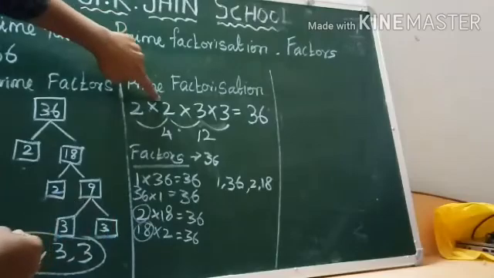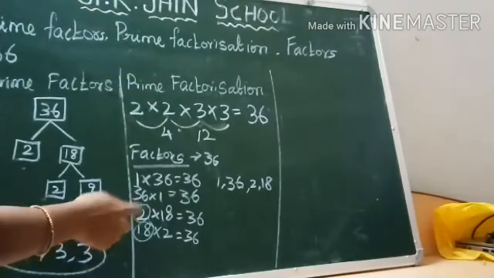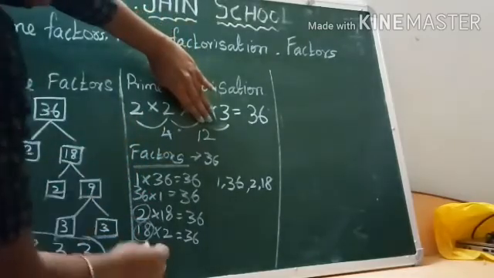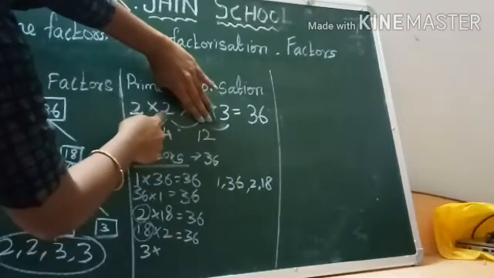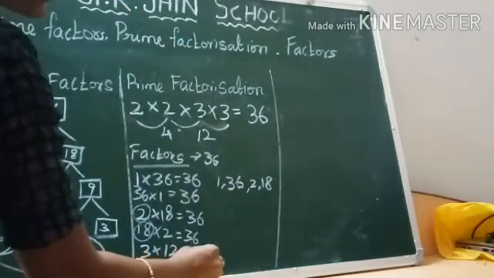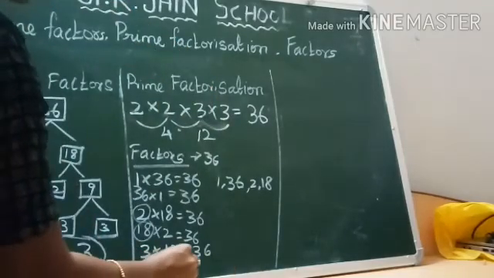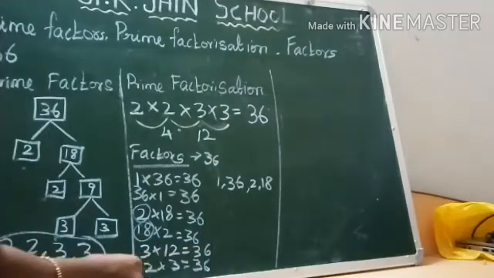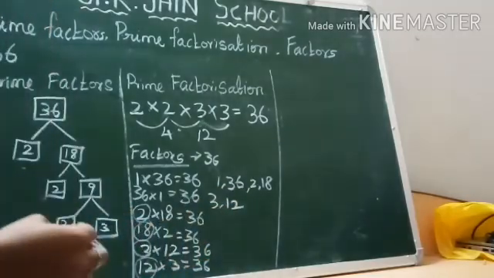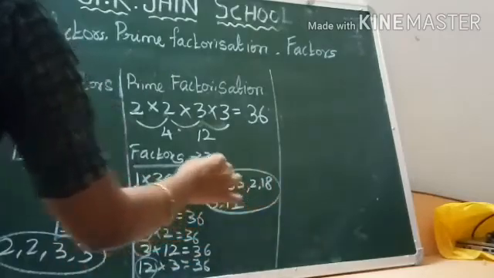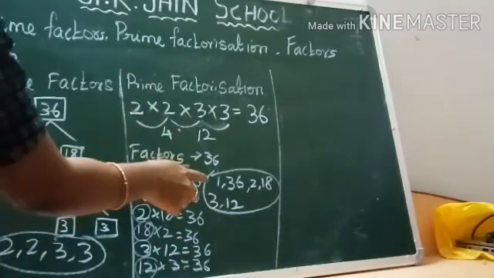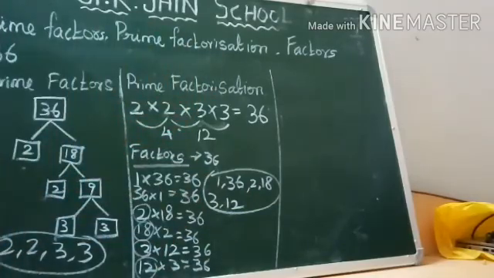So move to the second number 2. We already took the 2. So move to the next one, 3. So multiply the remaining numbers. 2 2s are 4, 4 3s are 12. So 3 12s are 36. Also we can write 12 3s are 36. So 3 and 12 are factors of 36. So 1, 36, 2, 18, 3 and 12. These are all the factors of 36. Got it?